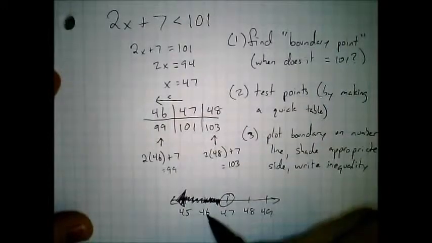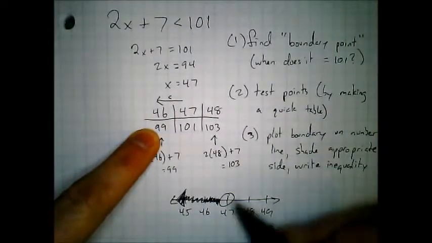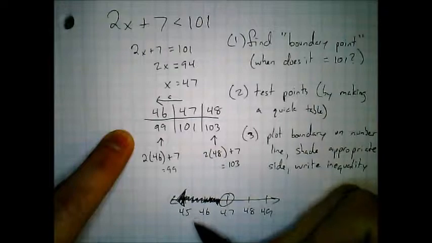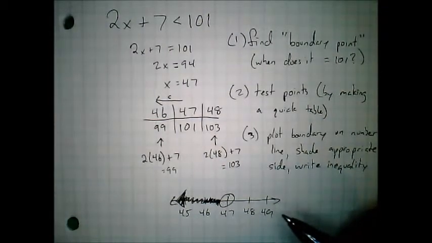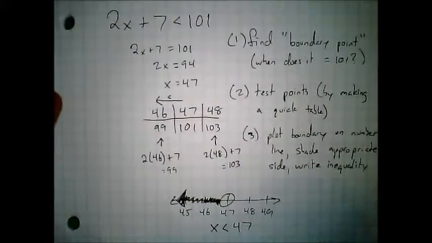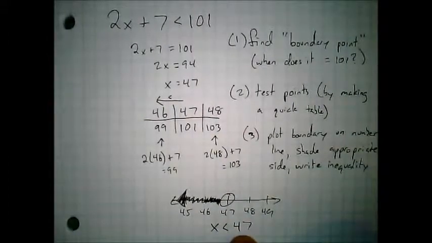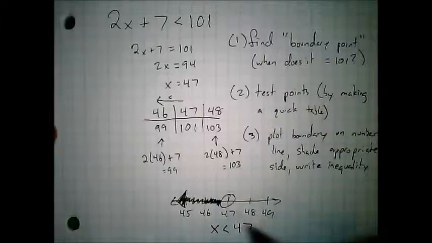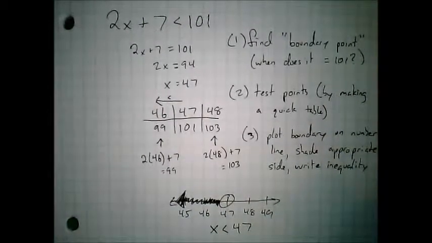So we're shading in our appropriate region. We saw after 46 years, it's 99 feet tall. After 45 years, it's going to be 97, and so on beforehand. And let's write our inequality. This is x is less than 47, because before 47 years, it's going to be shorter than 101 feet tall. And this is our answer.